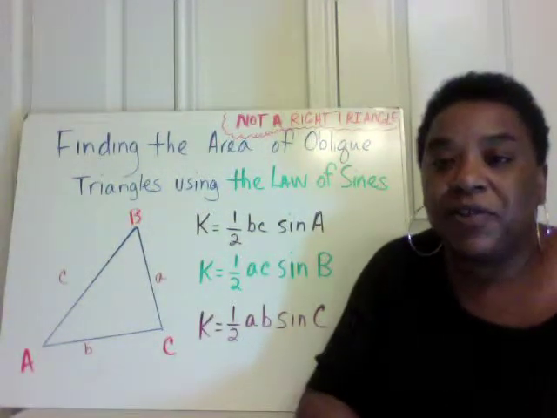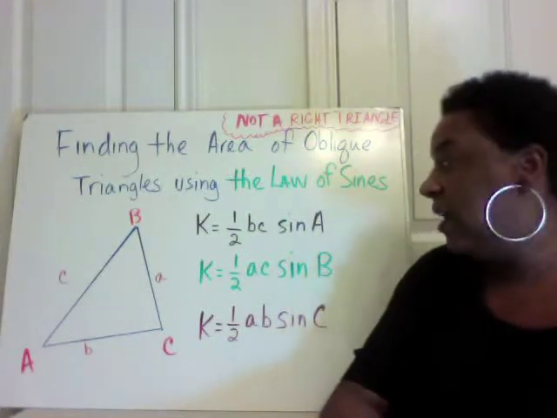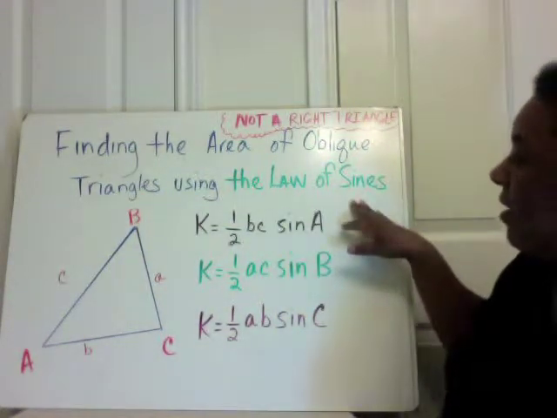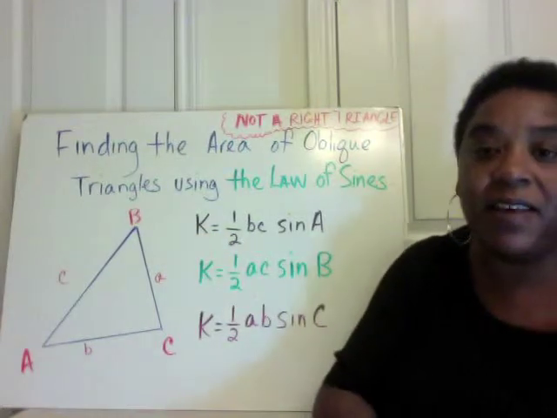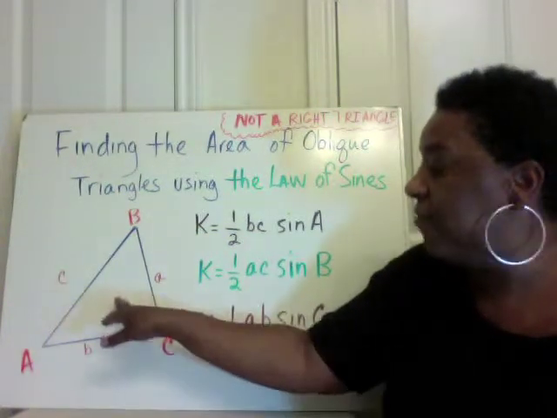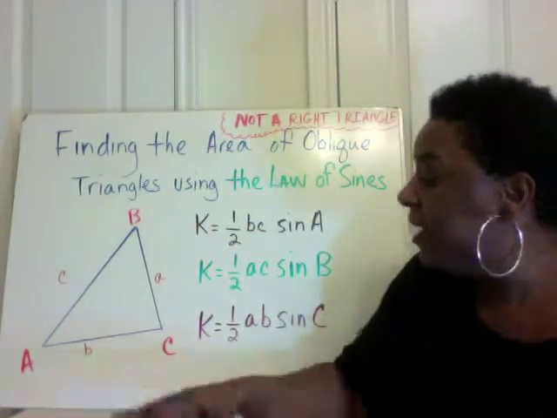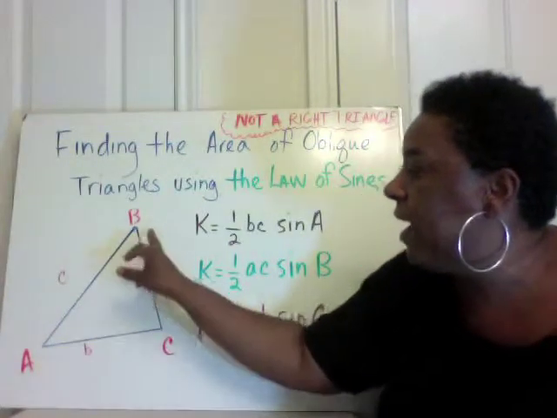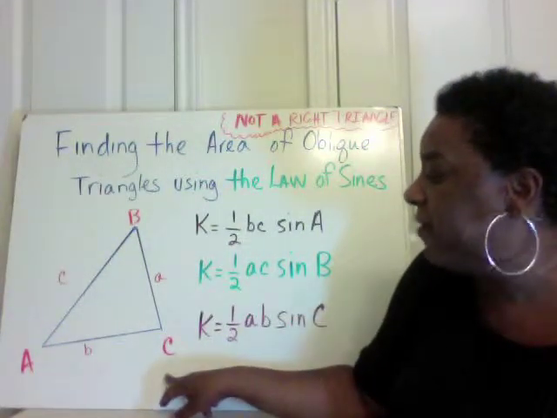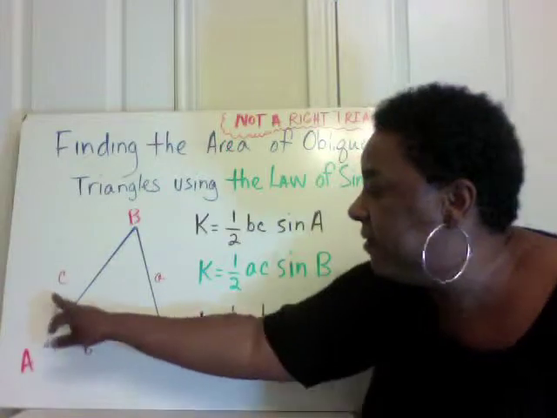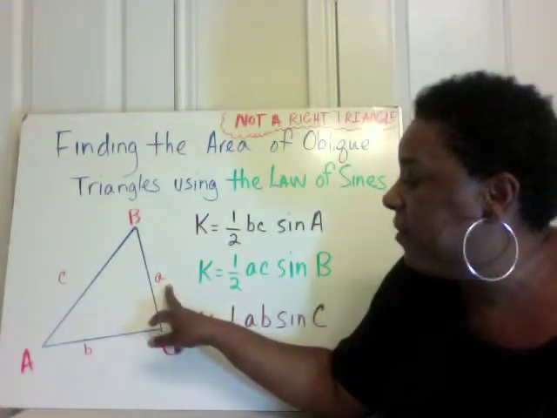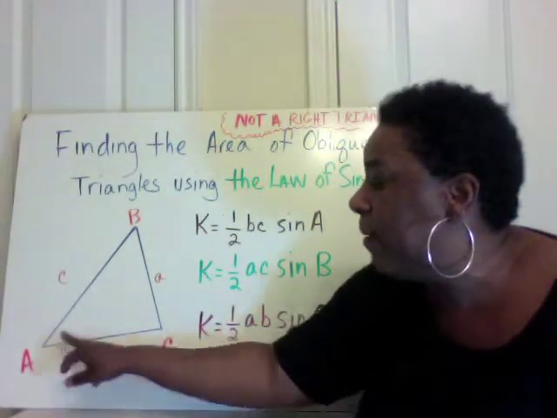Now in trigonometry, we can take advantage of a law called the law of sines, and it can help us find the area K of a non-right triangle. Here I have a triangle labeled ABC, and then we have the sides a, b, and c, and these sides are labeled based on the angle that's opposite the side.